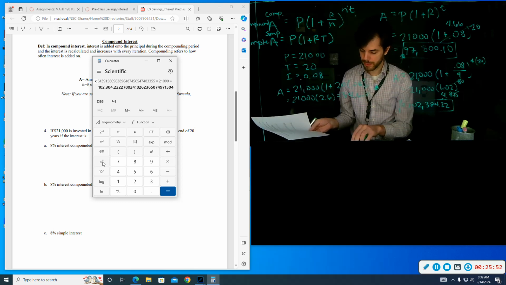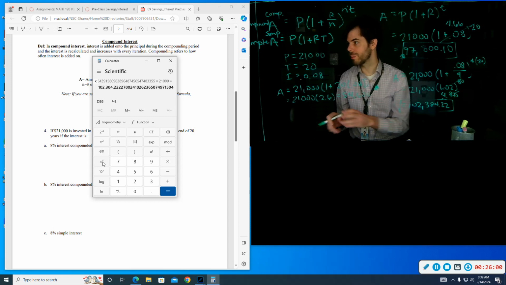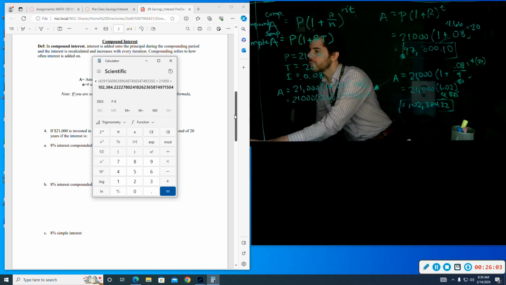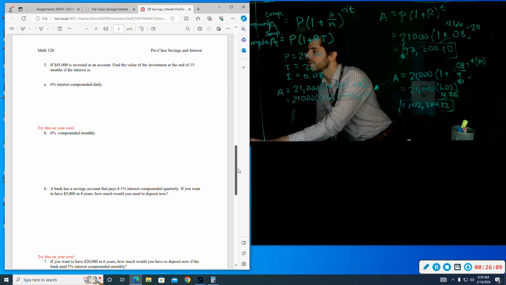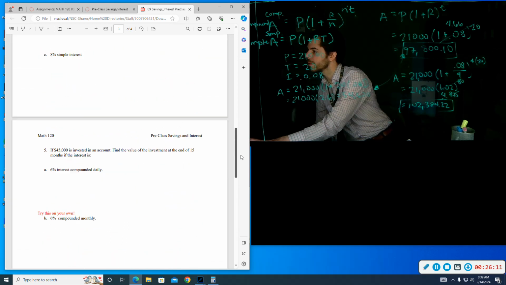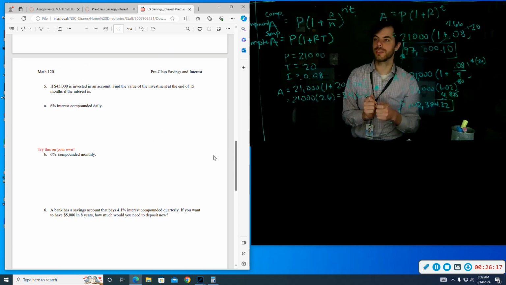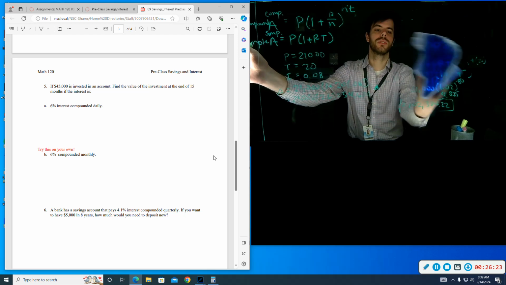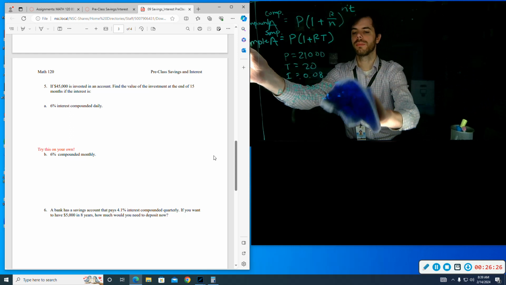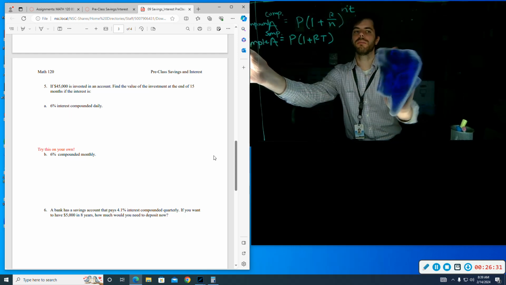Okay. Let's see, how many more problems do we have here? We did the compound. There's one other thing called continuous interest. I guess I had one more practice problem to do. I'll do this last one. Problems 5 and 6, I apologize. Let's do 5 and 6. They're going to be very similar to the ones we just did. Erase, erase, erase. Okay, keep our formulas there.